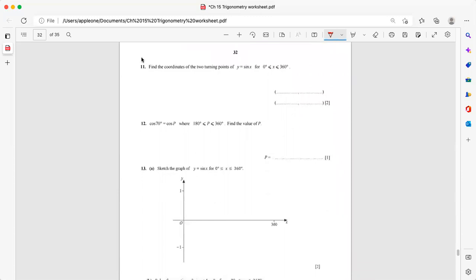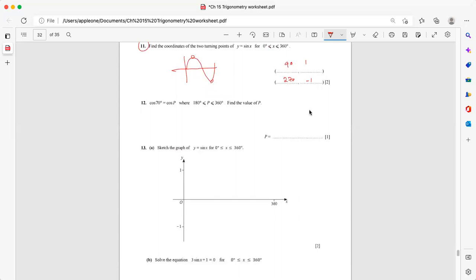Question number 11 says, find the coordinates of the two turning points. This is a very simple question. Turning points are here, see. These are turning points, one point here, one point here. So the first point is 90 and 1. The second point is 270 and minus 1. We have done this question in the beginning. Now, they say cos 70 is cos P. P should be in this range.